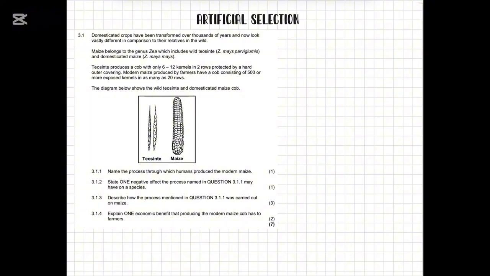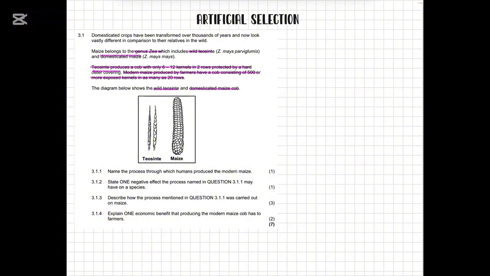Here we have a domesticated crop. They say maize belongs to the genus Zea, which includes wild teosinte and domesticated maize. The teosinte produces a cob with only 6 to 12 kernels in a row, protected by a hard outer covering. Modern maize produced by farmers has a cob consisting of 500 or more exposed kernels in as many as 20 rows. We have the diagram that shows the teosinte and the modern maize.